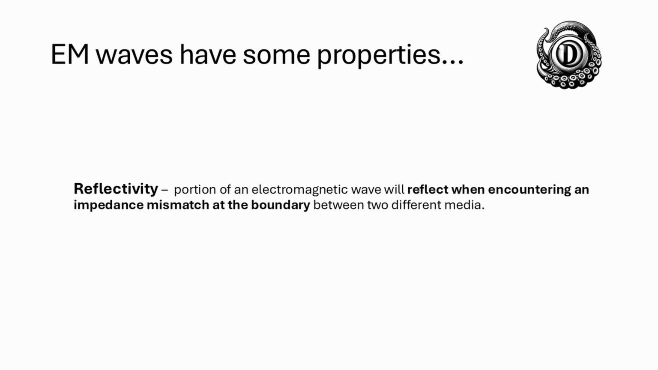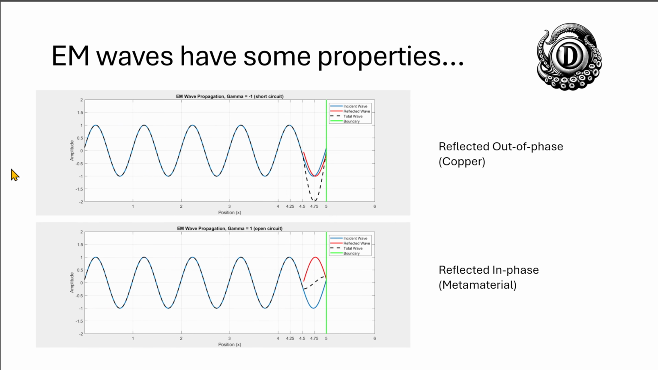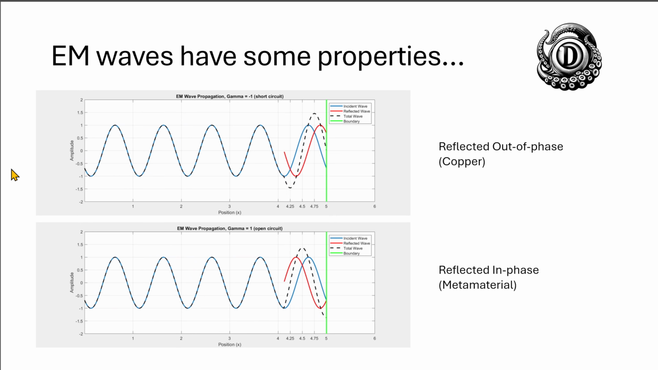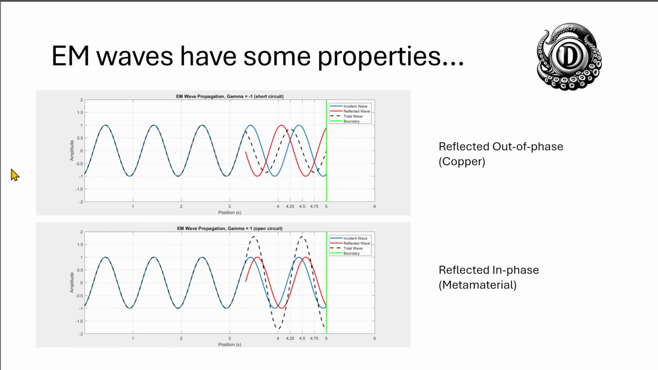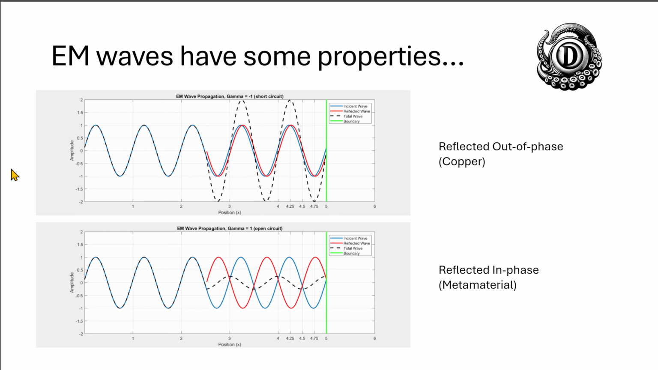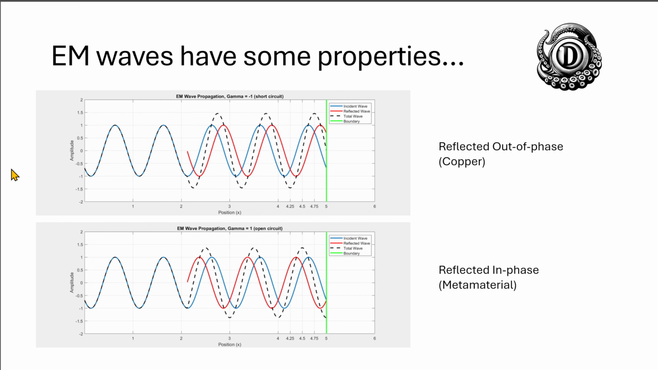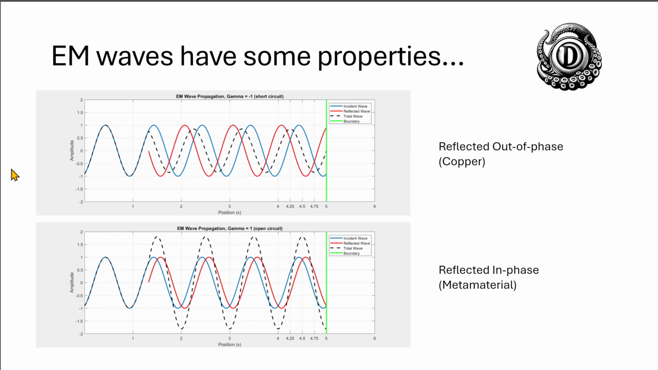If there is an impedance mismatch, part of the wave will reflect. If the surface is conductive, such as a metal, then the entire wave reflects. I will say there are caveats. For example, a solid copper surface will reflect the wave out of phase, while so-called metal materials can reflect in phase. This has implications on electrically small antennas and other applications, but that's way outside the scope of this video.